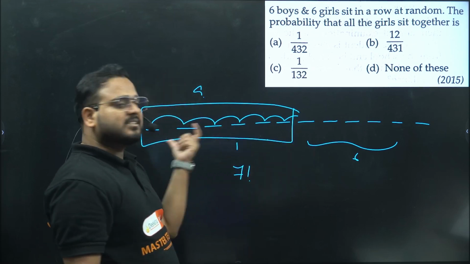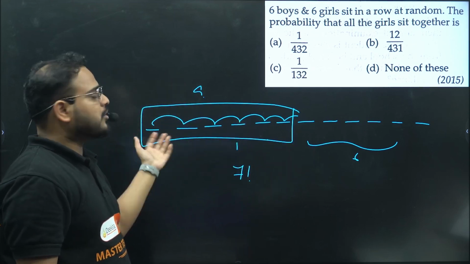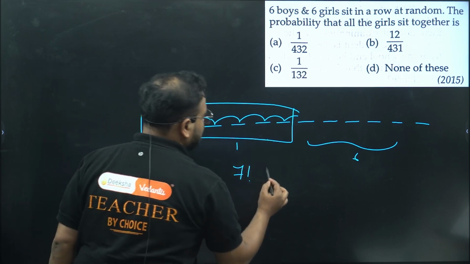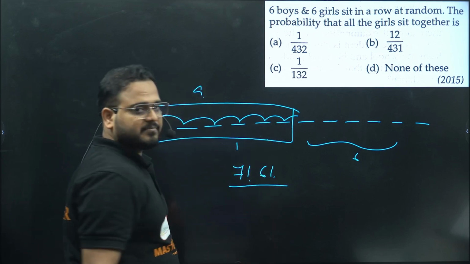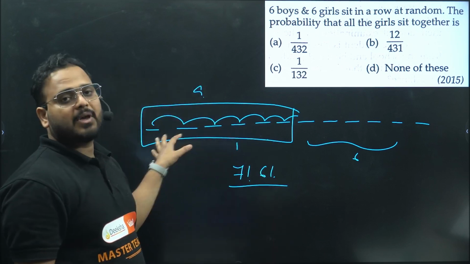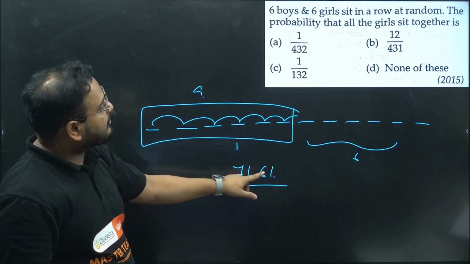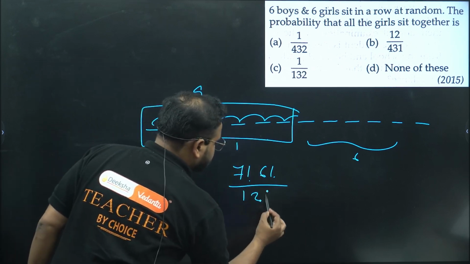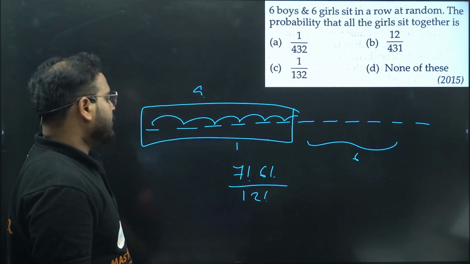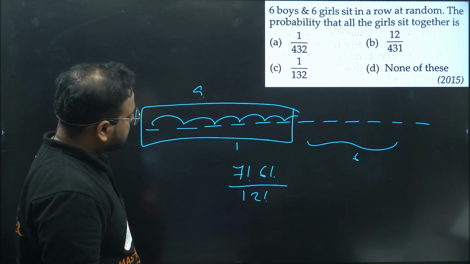And of course, we have 6 different girls over here. I can arrange the girls in 6 factorial different ways, for making the arrangement of the girls itself. Total is how much? So total is 12, right? So divide by 12 factorial.